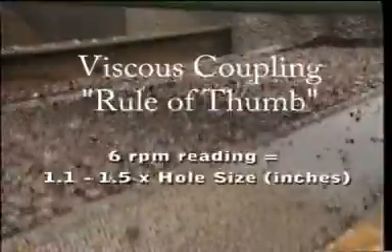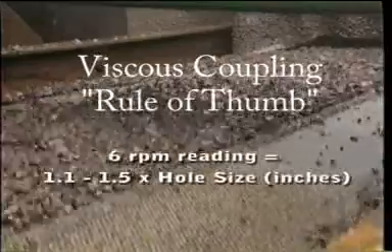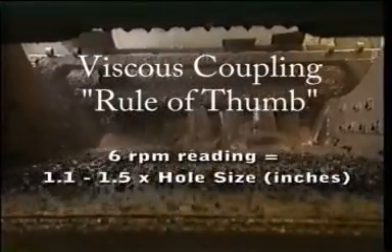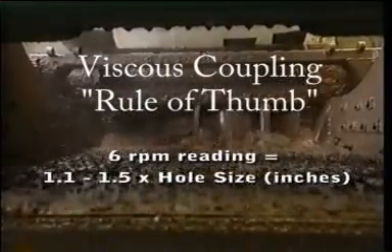In order to effectively maintain this viscous coupling, we recommend a 6 RPM reading of 1.1 to 1.5 times the hole size in inches. This ensures effective transfer of energy from the pipe to the fluid and then to the cuttings. The better the transfer of energy to the cuttings, the better the hole cleaning. Notice the poor transfer of energy to the cuttings on the left and the excellent energy transfer that's generating the helical flow pattern of the cuttings on the right.